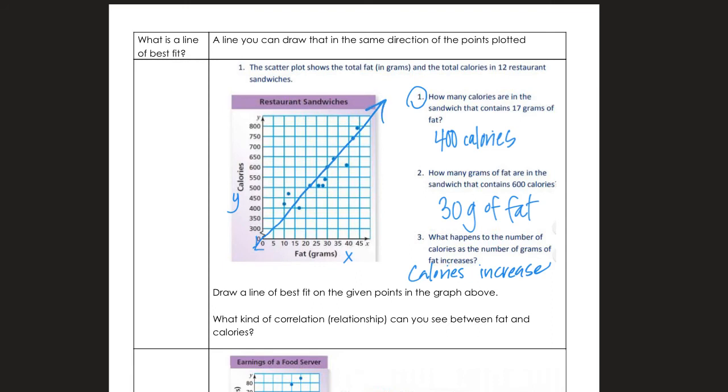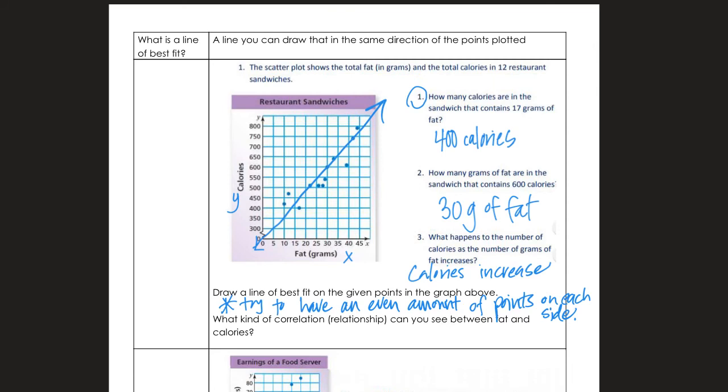But as you can see, I tried my best to make sure that I have points on the left side, on this side over here, and I have points on this side over here. So it should go pretty much through the middle of the data. So I'm going to write a little note right here. Try to have an even amount of points on each side. Okay, and now this is asking what type of correlation or relationship, those are synonymous, can you see between fat and calories?